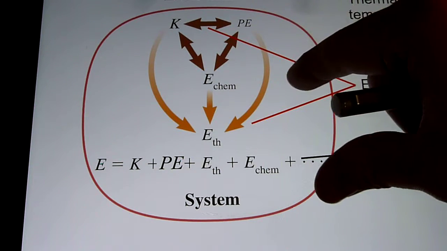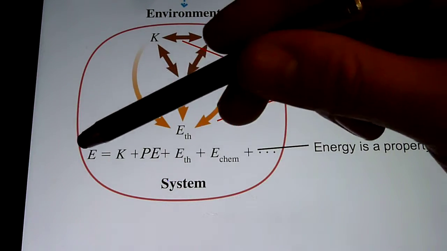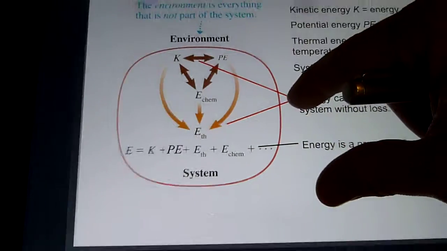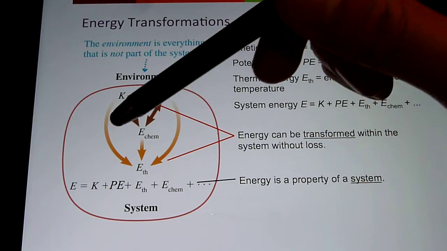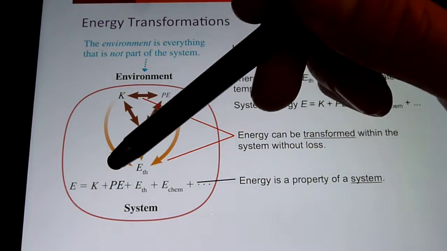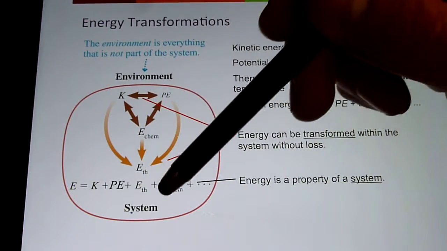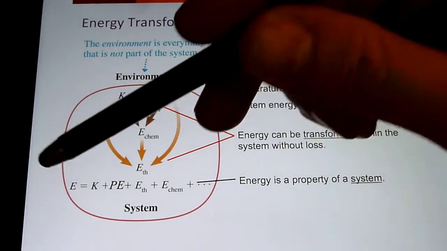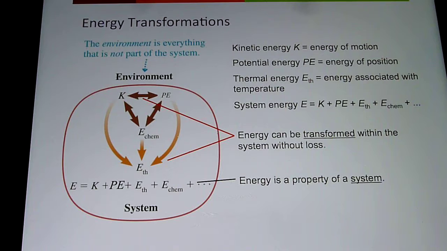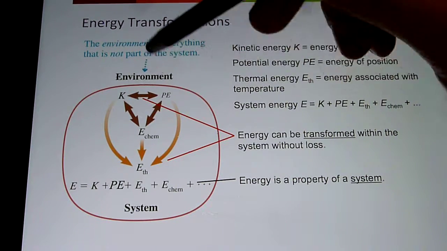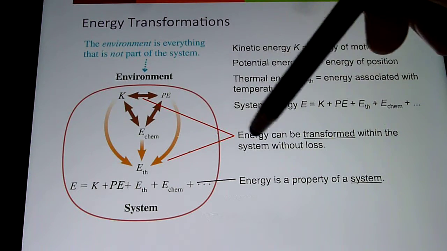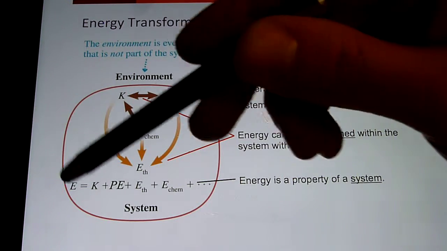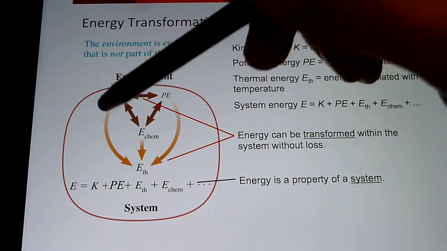But what I want to draw our attention to is that a system can be described as having a total energy. It says here that the energy is the property of a system. I have the kinetic plus the potential plus the thermal plus the chemical plus however many energies I have. I can talk about the total energy in my system. Within my system, I can transform that energy from one type to another without a loss. That's one of the definitions of my system, that nothing else is acting on it, just things acting within it.